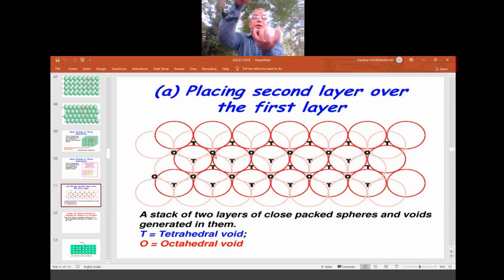Second layer, what? 2, 2, 1 here in that pattern. So in that pattern, if you keep 6 spheres or 6 particles, that time an octahedral is created. Because the octahedral shape, as we learnt in chemical bonding, is drawn using 6 atoms or 6 particles, where a square base is there, one above and one below.